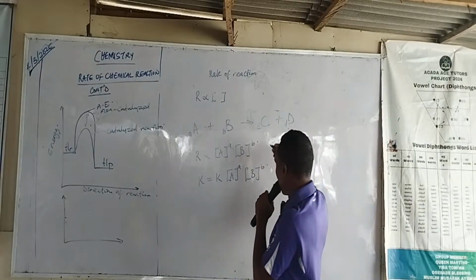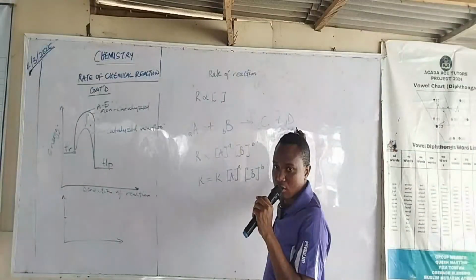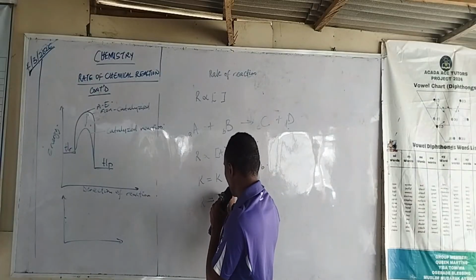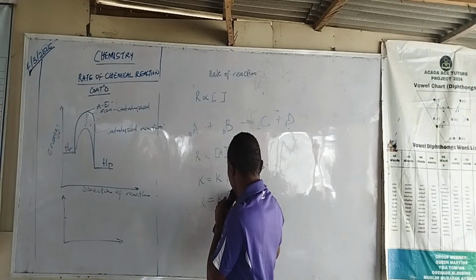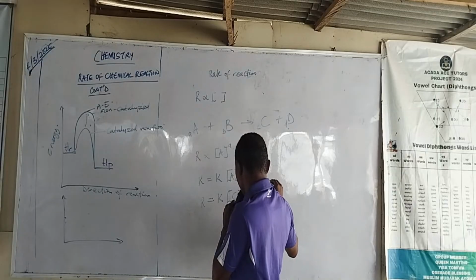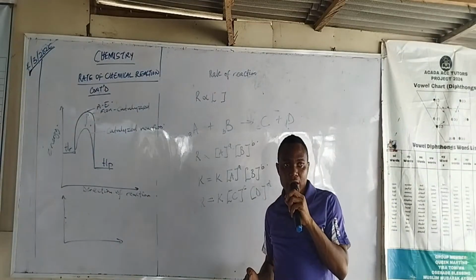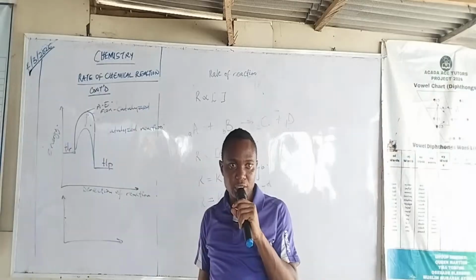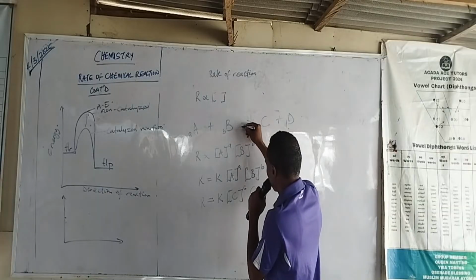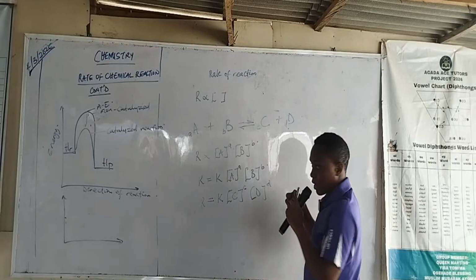And if we want to look at this reaction in terms of the product, we can say R is equal to K, concentration of C, concentration of D. In an equilibrium process, when this reaction is at equilibrium, that is, the rate of forward reaction is equal to the rate of backward reaction, we can.